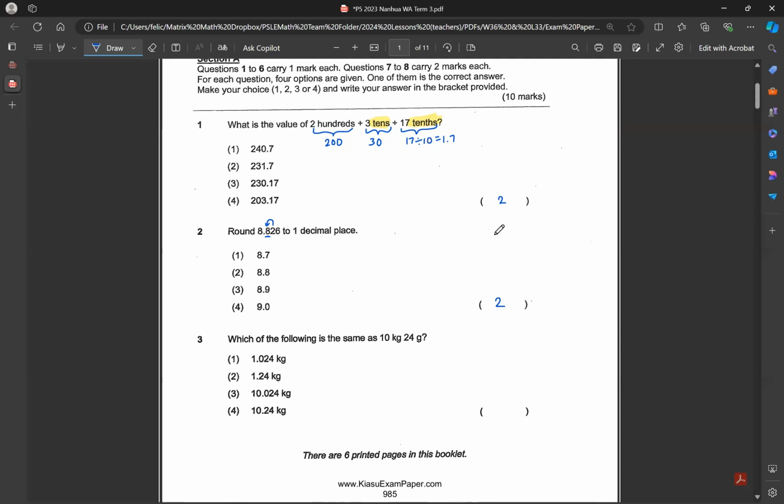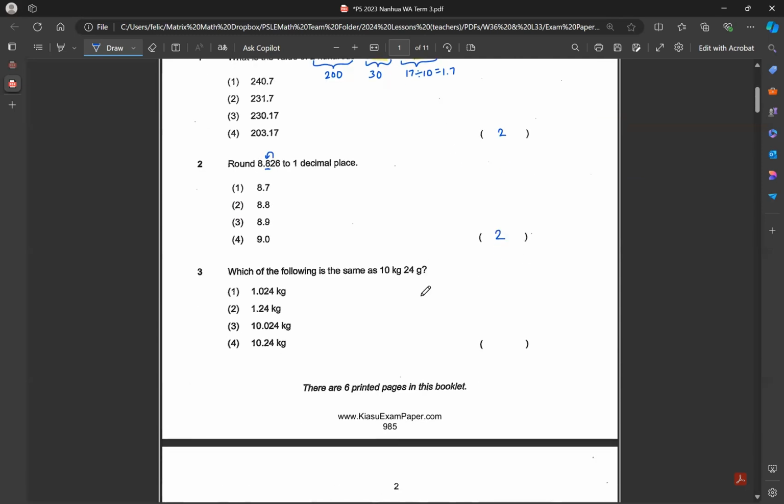Question 3. Which of the following is the same as 10 kg and 24 grams? So 10 kg, you can leave it as kg. You notice that the answer they wanted is in decimals. So 10 is just 10 point something something later on. So options 1 and 2 are obviously out, because these are like 1 kg only, 1 point something.